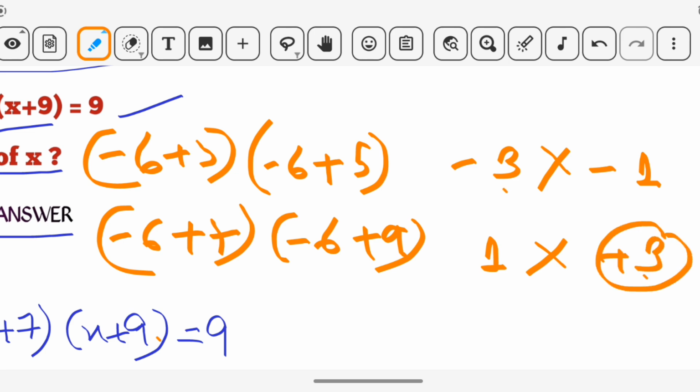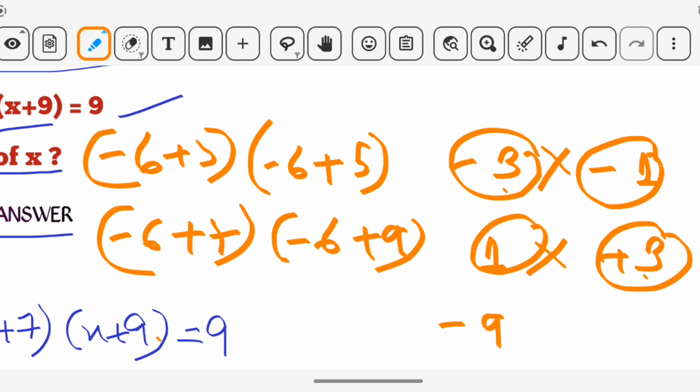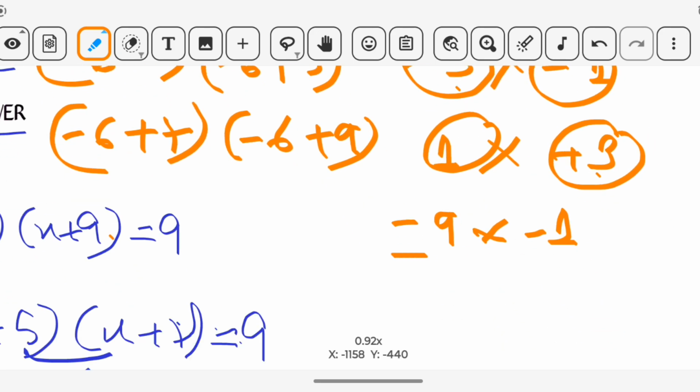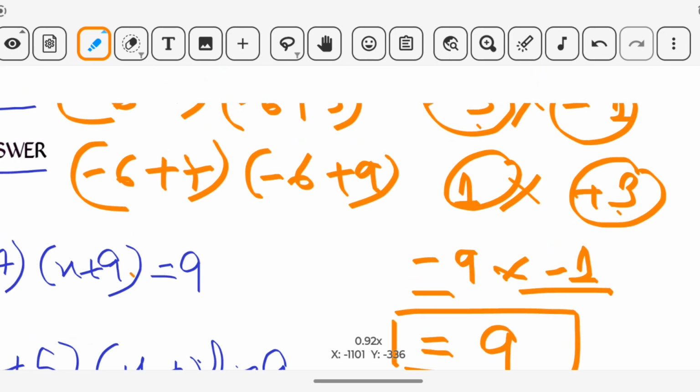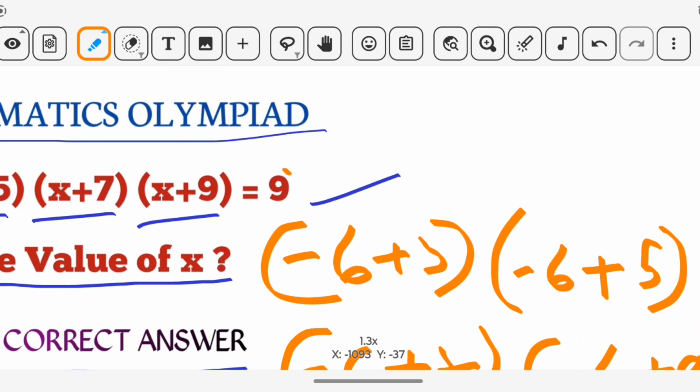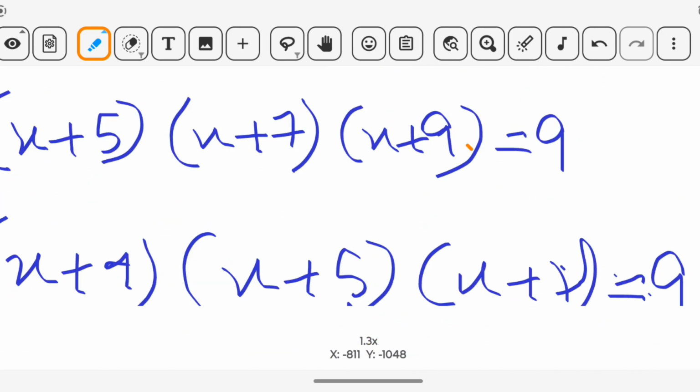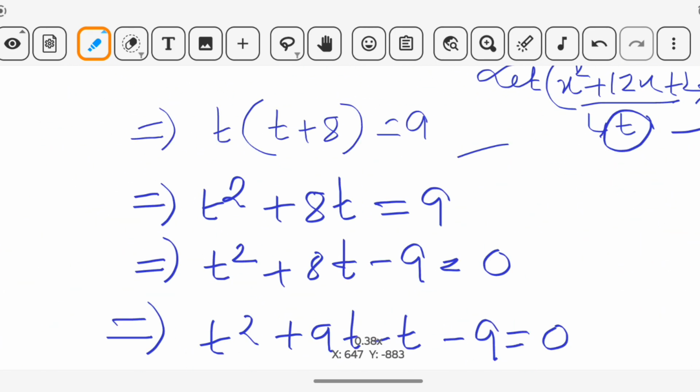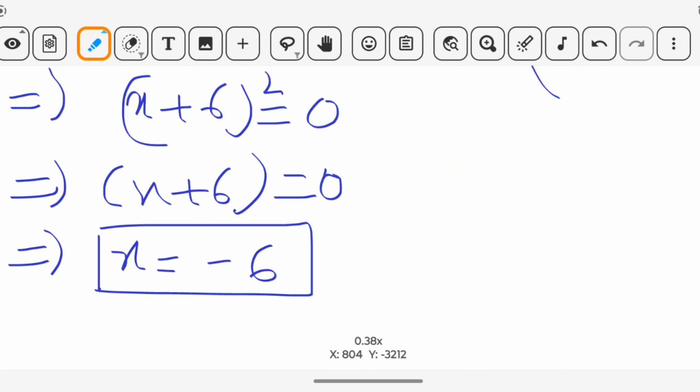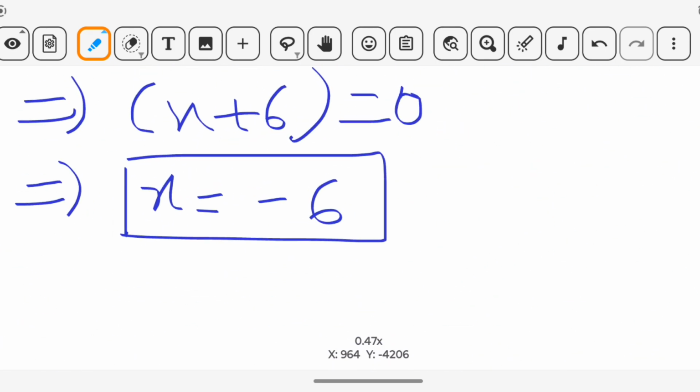So plus 3 and minus 3 multiply to minus 9. Plus 1 and minus 1 multiply to minus 1. So minus 9 multiplied by minus 1 equals 9. So the answer that we have calculated at the end is x equals minus 6. So this is the correct answer.